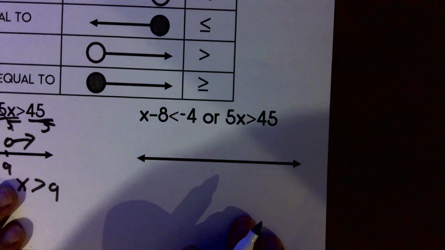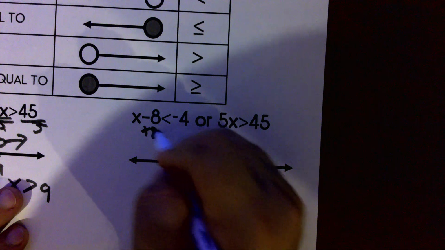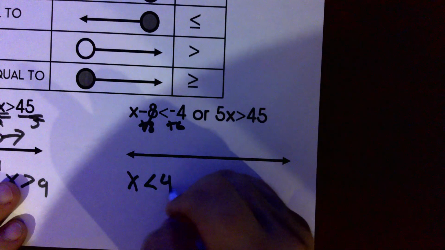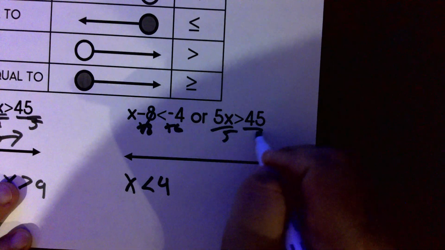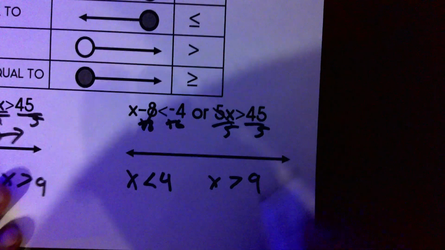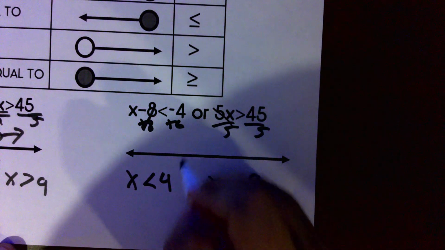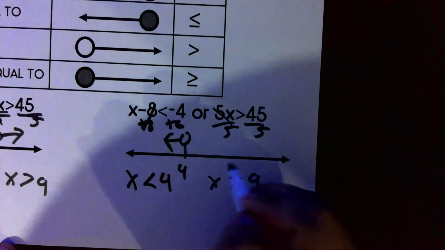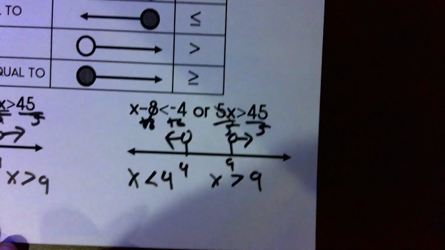All right, next inequality. I've got x minus 8 is less than negative 4. Add 8, x is less than 4. And then if I divide by 5 here, x is greater than 9. And so, again, it's very similar to the other one. 4 open circle going left, and 9 open circle going right.